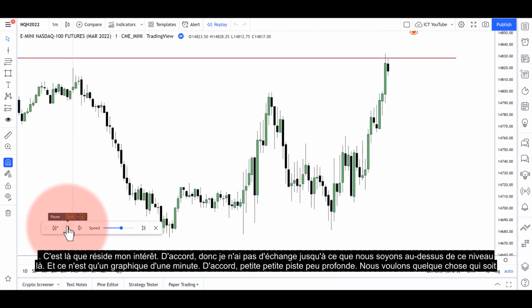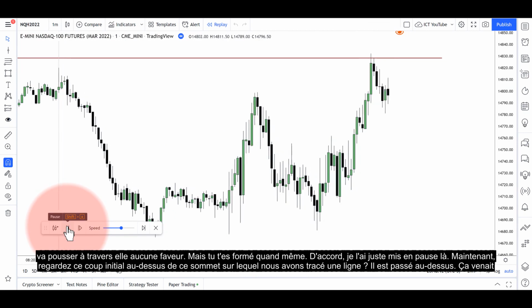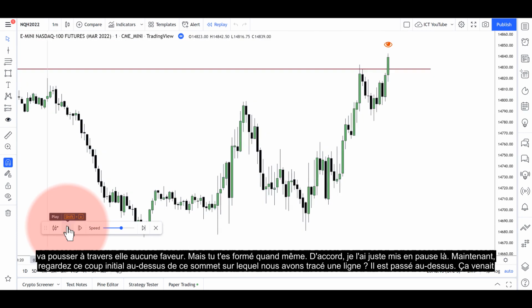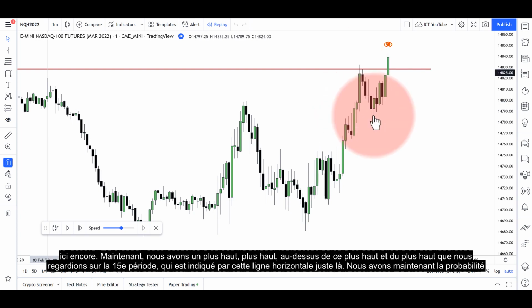Okay, small little shallow run. We want something that's going to push through it. No fair value gap formed anyway. Okay, I just paused it right there. Now, look at this initial poke above that high that we've drawn a line on. It went above it. It went down, yes. Did it create any fair value gaps in there? No, every candle overlaps. There are no gaps there, okay? There's also no swing low taken out. So there's nothing in here yet.